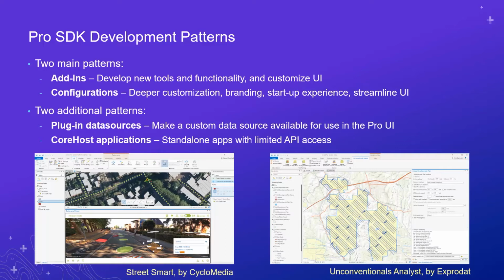Finally, there are 2 additional patterns that are available. The plugin data sources pattern allows you to make a custom data source available for use in the Pro UI. So if you have a custom data source, you could incorporate it into Pro as a feature layer or as a standalone table. Finally, there are core host applications. This allows you to create your own standalone application, which is either a console or WPF application. It provides limited API access, so you can access the geometry and geodatabase APIs.